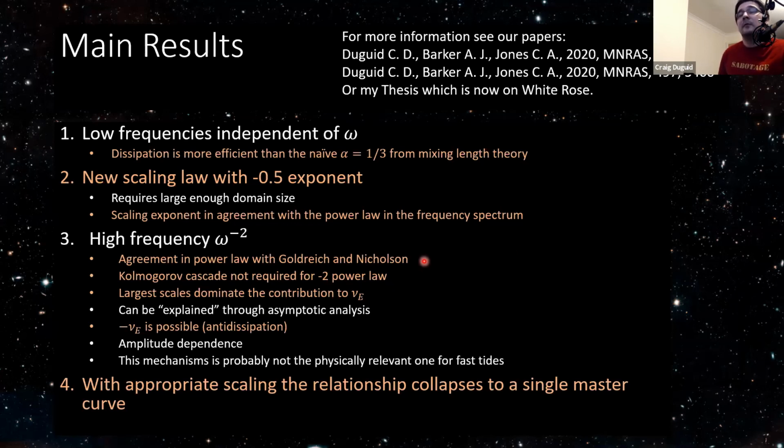We also find agreement with the Goldreich and Nicholson power law, but we do not really find that the assumptions that they take to obtain that power law are required. So that's quite interesting and suggests that there's more work to be done to understand this. And also this anti-dissipation is a very interesting thing to have come out of this as well. And finally, with appropriate scaling, we have this master curve that we can collapse the results down to that can be used in parameterized models.